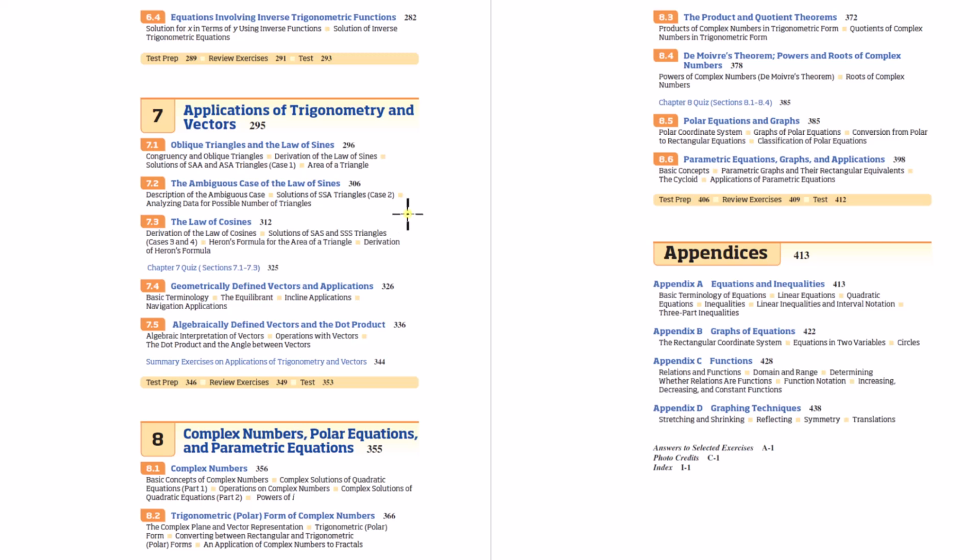Okay, we're continuing with Chapter 8 in the trigonometry textbook. Right now we're learning about complex numbers. In this video, we're going to go through section 8.3, which is on the product and quotient theorems.